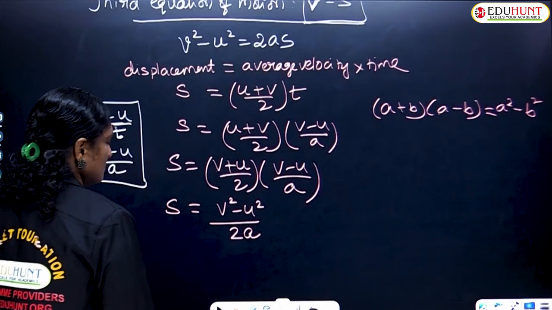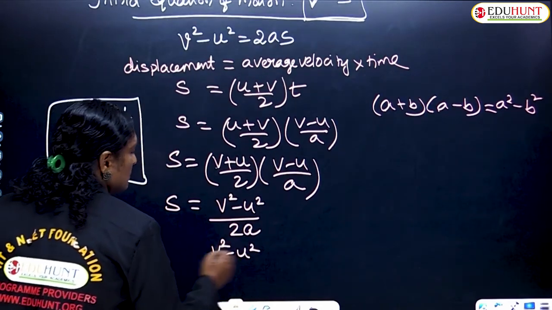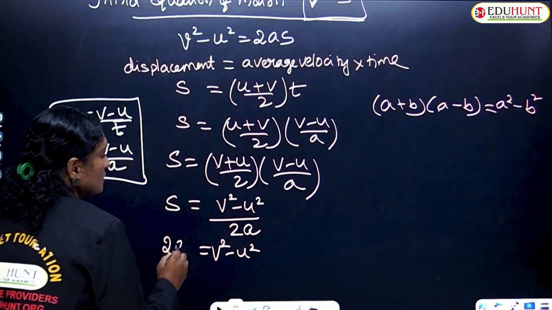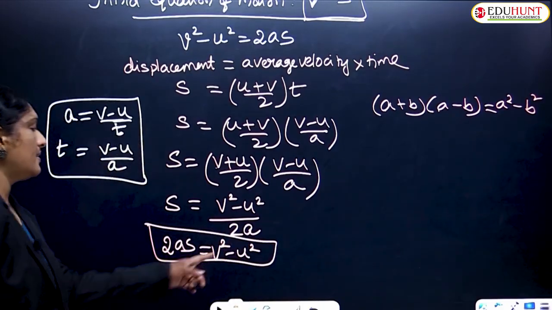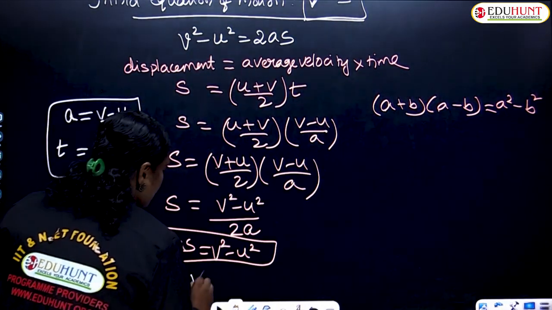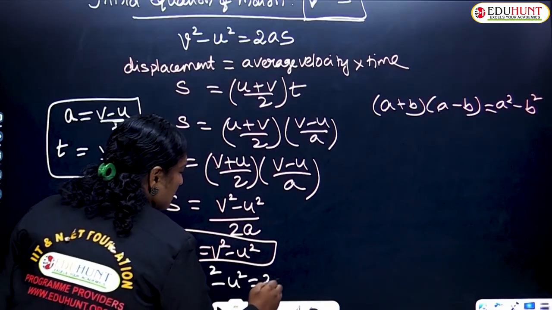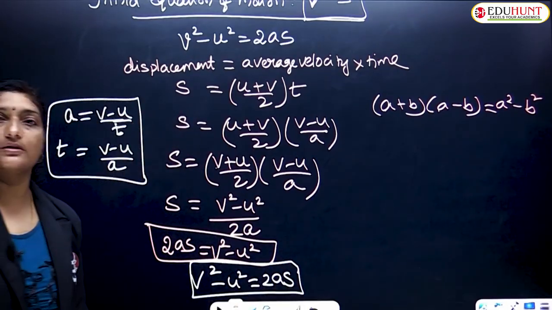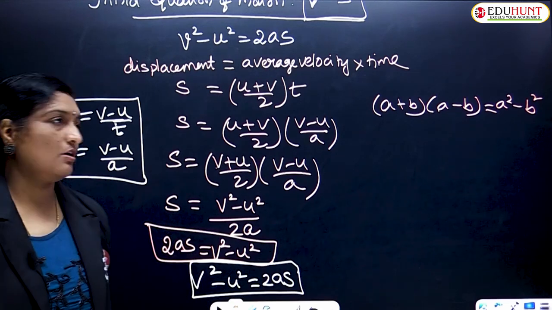So, bringing it to the other side, we have v square minus u square equal to 2a, bring the s to the other side, then it will become 2as. What is the formula, children? v square minus u square is equal to 2as. This is the third equation of motion.